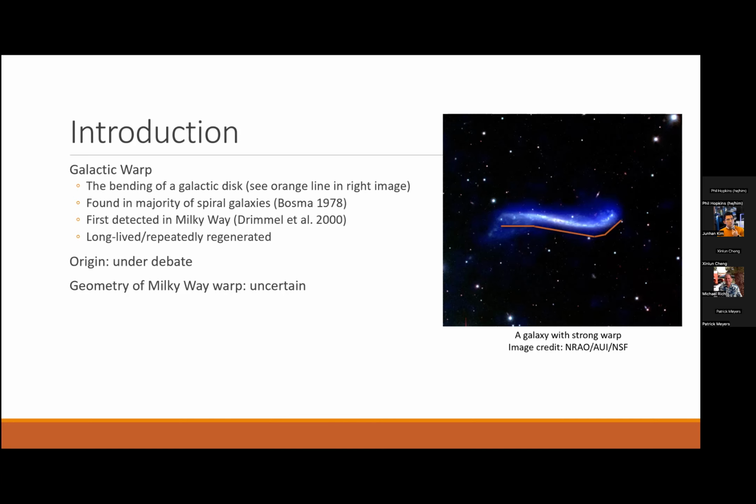And even the geometry, the shape, what it looks like. Does it look like this or something else? For the Milky Way warp, we are still uncertain of it. Well, that's partially because we are inside the Milky Way, and it's pretty hard to get to know what you are currently inside of.